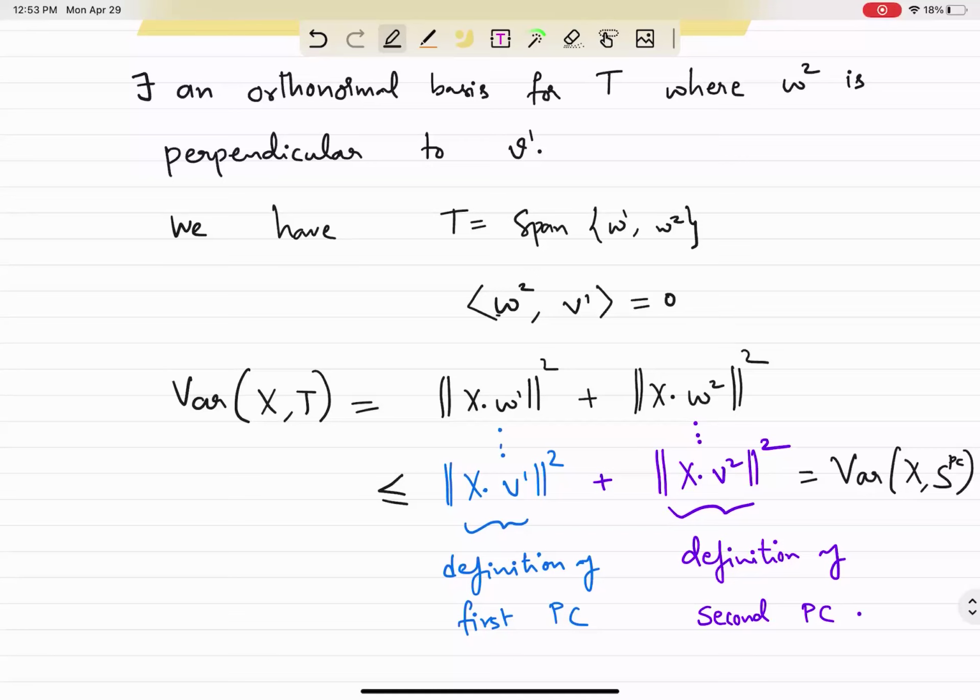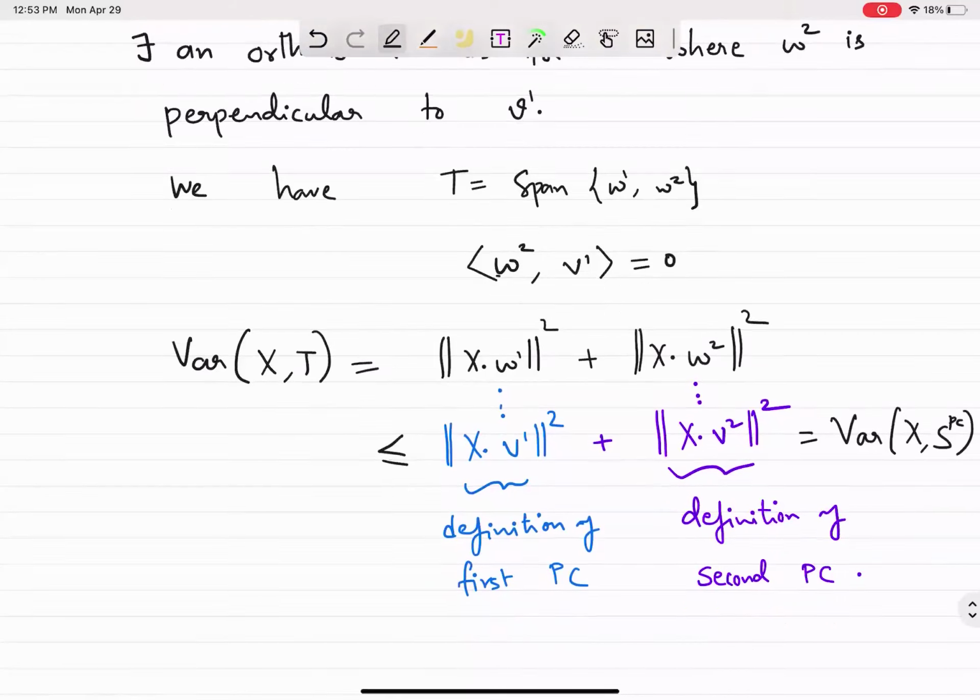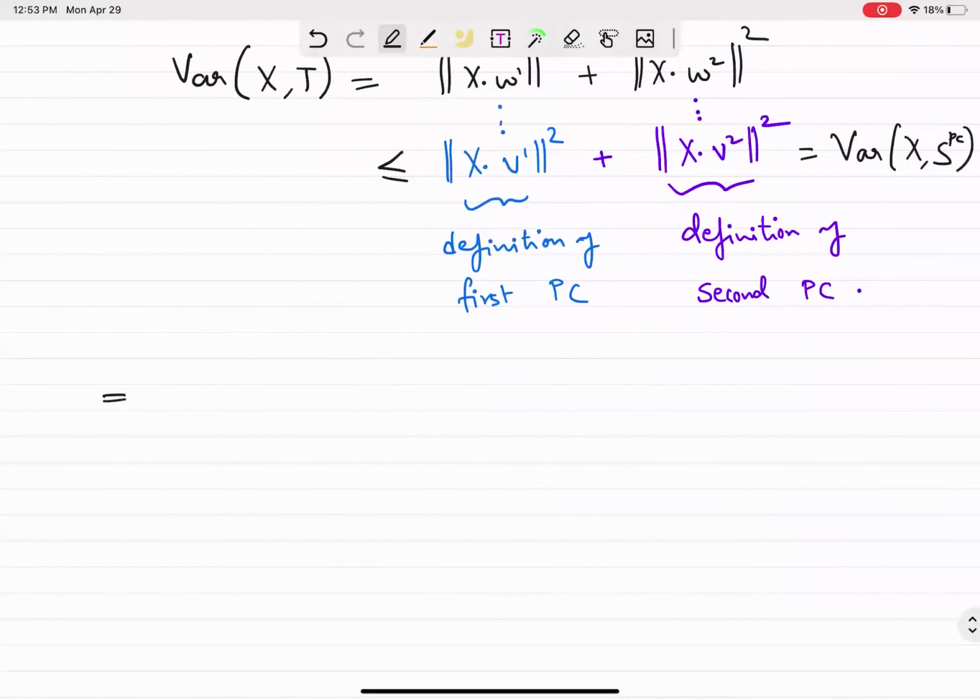So the span of the first two principal components does indeed solve the two-dimensional best fit subspace problem. It is a subspace which maximizes the inner product.